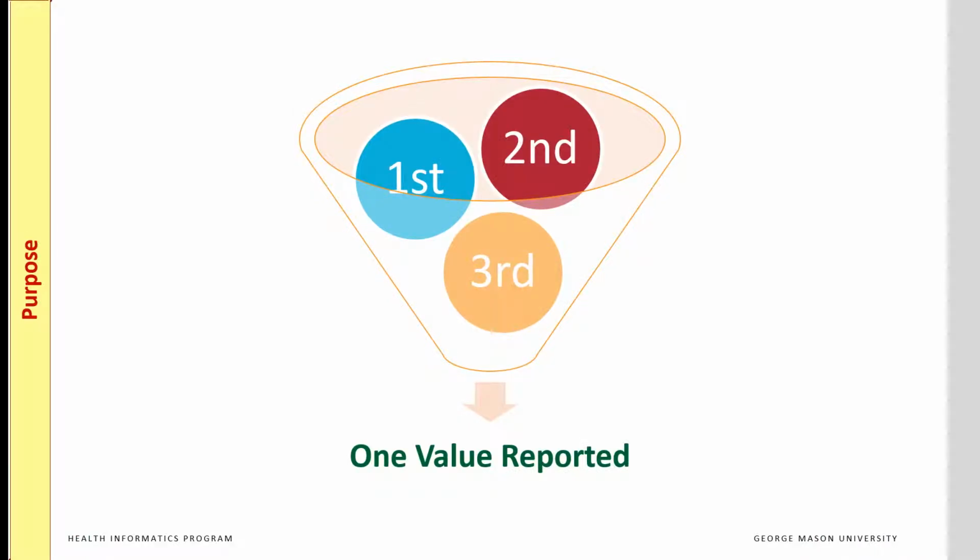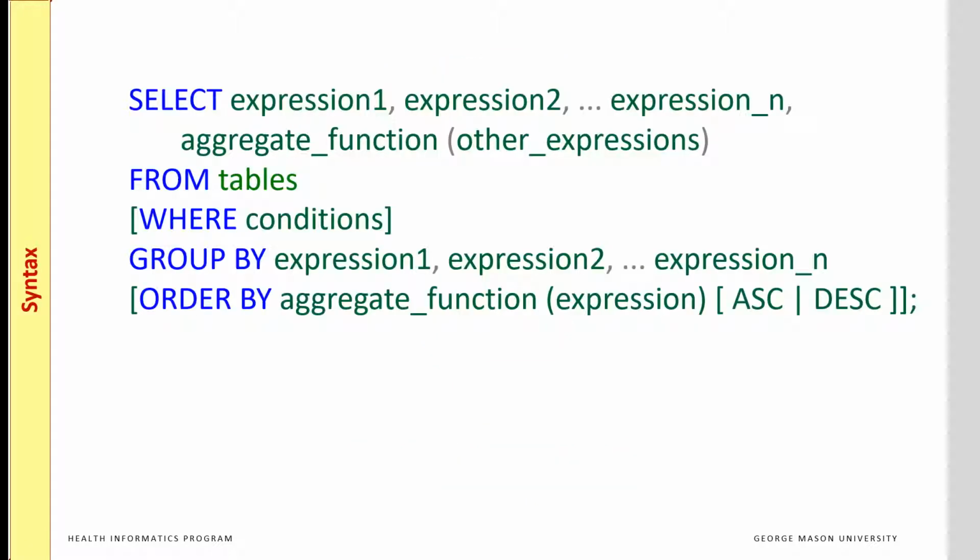The group by command tells the software to summarize the values in a column for subsets of data. If several values are reported within the subset, the group by command reports only one value per subset. The syntax of the group by command can be seen here.